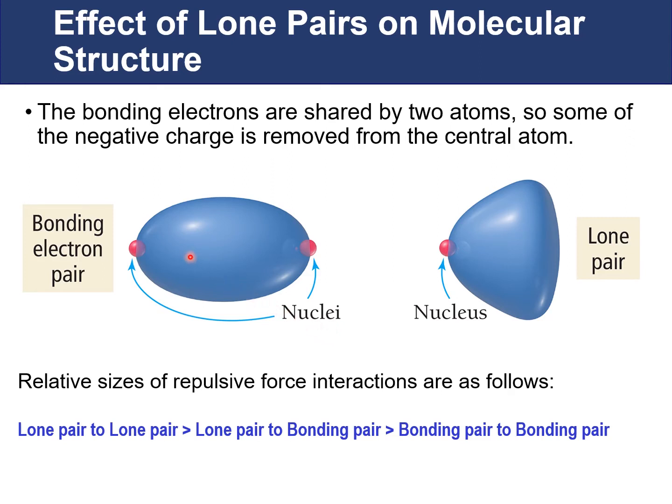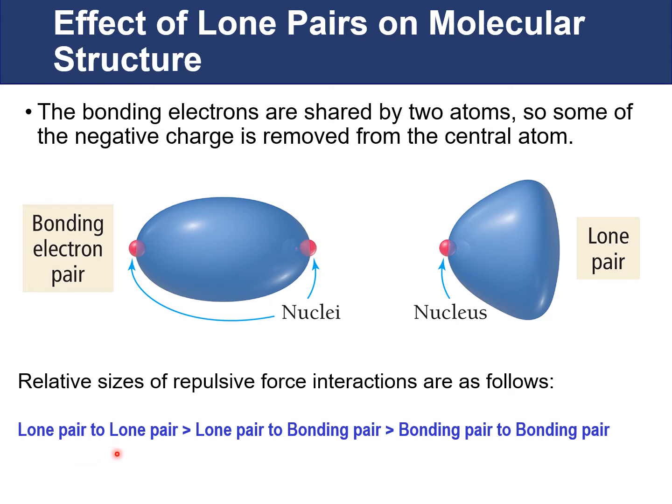When we have double bonds, that is a stronger repulsive force than you see with a single bond because there are a lot more electrons in this particular space. But still, the lone pair of electrons pushes more. So the relative size of the repulsive force interaction of the various types of electron groups are as follows.